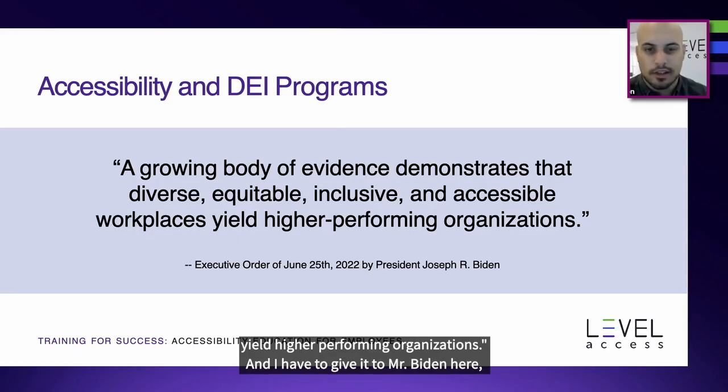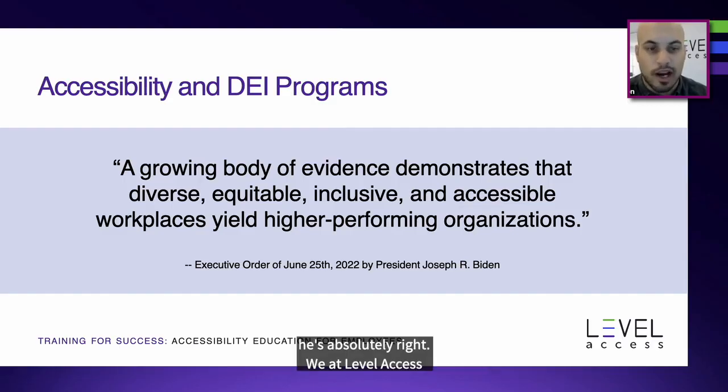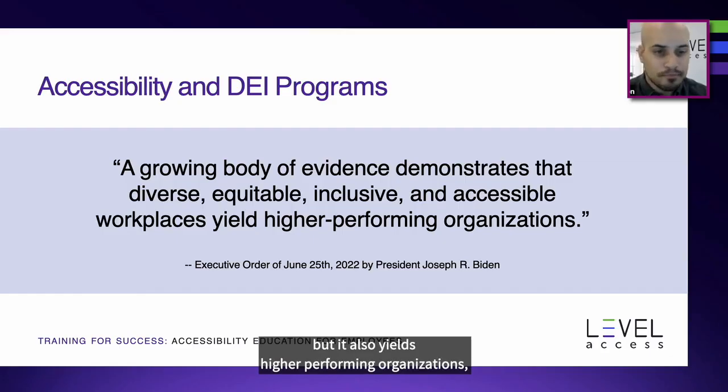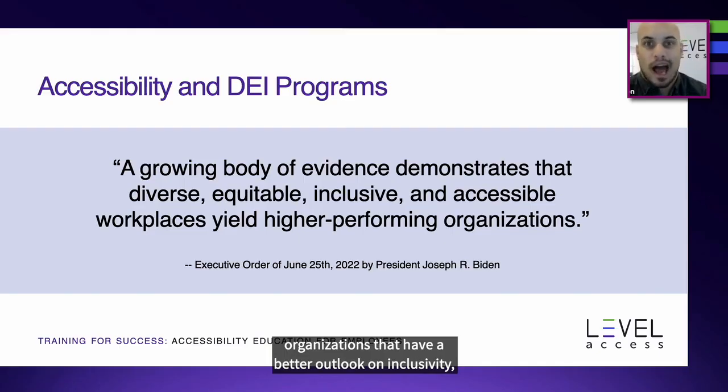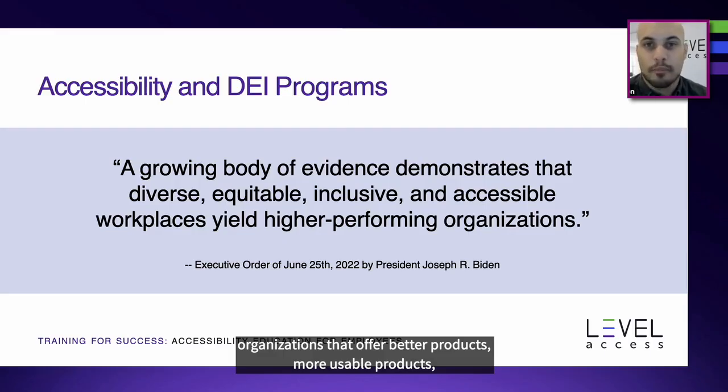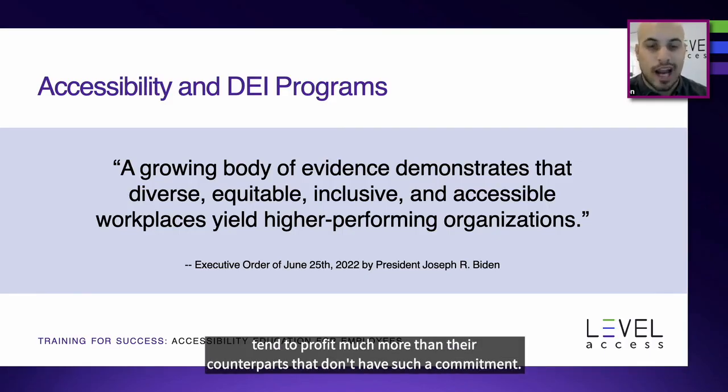And I have to give it to Mr. Biden here. He's absolutely right. We at Level Access have seen evidence to this over many, many years, which is that accessibility not only helps us to meet our compliance and legal requirements, but it also yields higher performing organizations, organizations that have a better outlook on inclusivity, organizations that offer better products, more usable products, that reach a wider market, and that in the end tend to profit much more than their counterparts that don't have such a commitment.